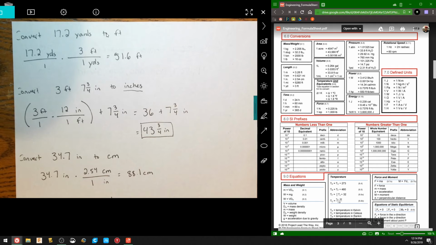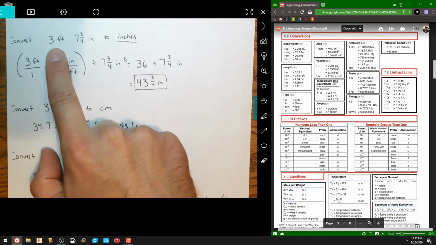17.2 yards, and they're trying to convert it to feet. There are 3 feet in 1 yard. Given, desired, given. There are 3 feet in 1 yard. You multiply 17.2 times 3 to give you 51.6. Next.